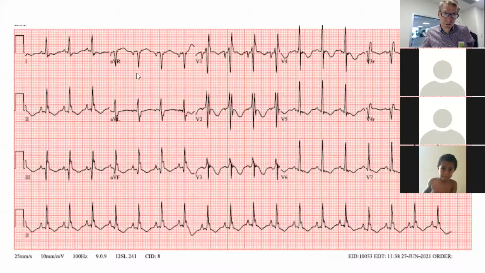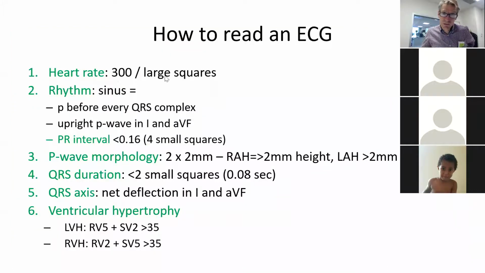So again, going through it, his heart rate is 300 divided by the number of large squares, so it's 300 divided by 2.6, so it was 115. We said his rhythm was sinus rhythm. His P waves showed right atrial hypertrophy. His QRS duration was also prolonged. So there's a problem with his right heart, both his right atrium and his right ventricle. He had severe bruising to his right atrium and his right ventricle.